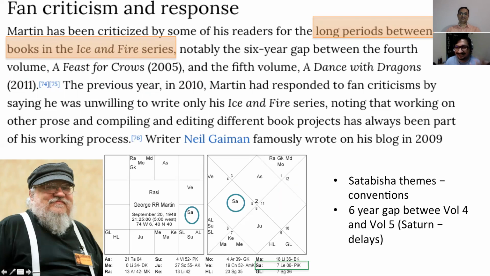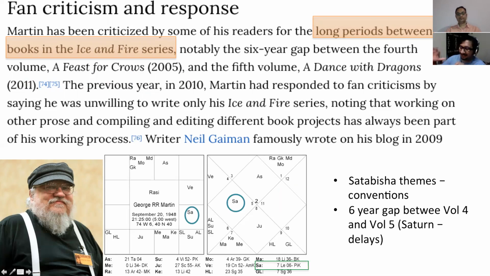They are very impatient and they want everything immediately. So they kind of critique him. Then he said that he was unwilling to write only his work on one series and not working on other prose and working on other projects, editing different book projects, as all part of his work process.